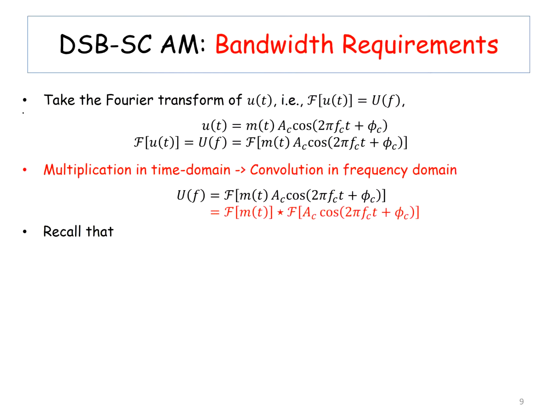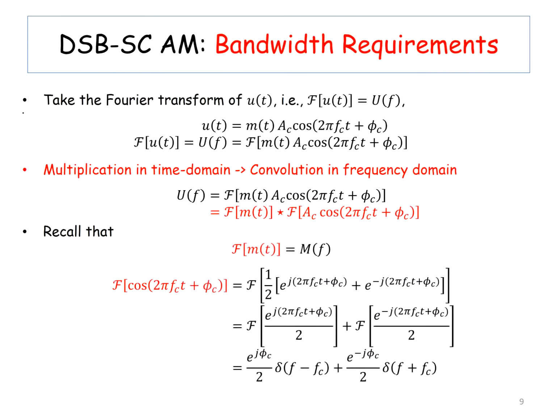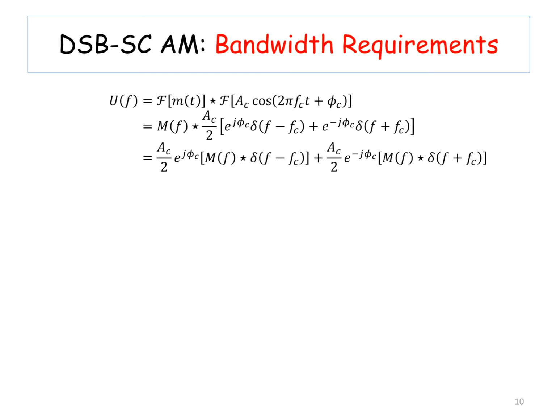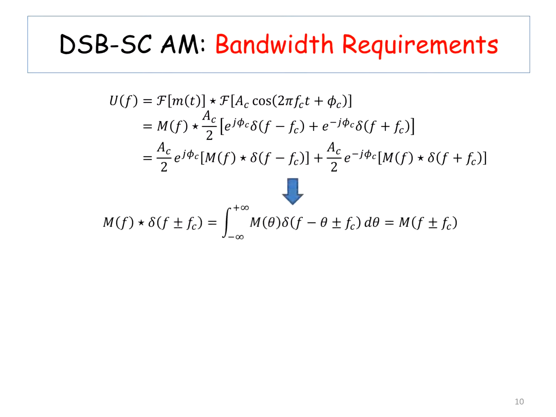For the evaluation of this convolution, let us recall some basic Fourier transform pairs. By substituting the Fourier transform pairs, we can obtain the Fourier transform of the modulated signal. The convolution of M(f) with the delta functions is clarified here. Finally, the Fourier transform of the modulated signal is given.